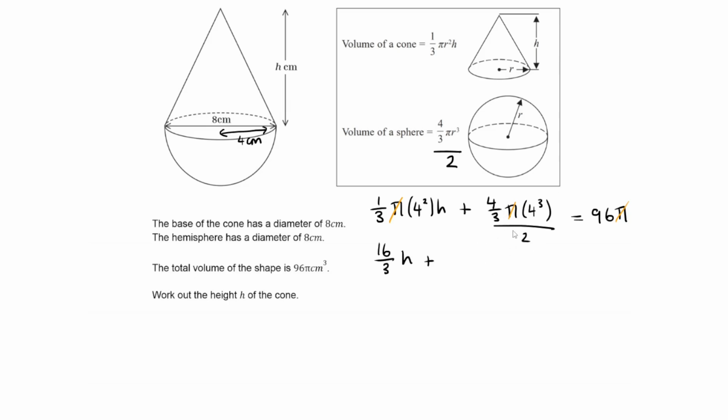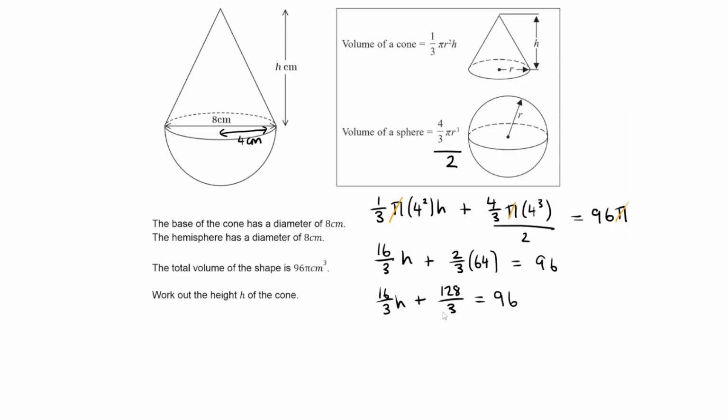Now this one over here, you can do it in multiple different ways. I would probably simplify this fraction. So you've got 4/3 divided by 2. That would make it 4/6, which simplifies to 2/3. So that's 2/3, and then we've got 4 cubed, which you should know is 64. However you want to work that out, in whichever order is fine. 96 is still there. So 16/3 h plus, again I'm going to multiply the numerator, 128/3. That doesn't simplify, so I have to leave it like that.